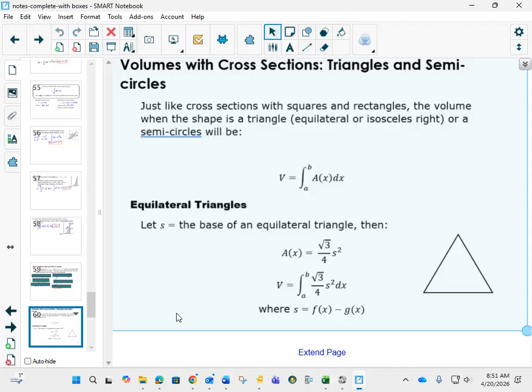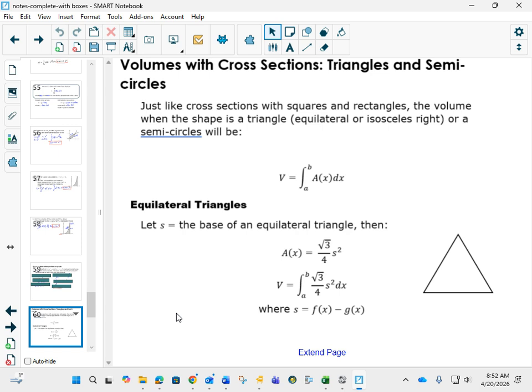So we're basically going to do the same thing that you saw with the squares and the rectangles. The only difference is we'll be taking some different shapes. Sometimes we'll cut it so that everything is a triangle, either an equilateral triangle or an isosceles triangle that's also a right triangle, or sometimes we'll do semicircles. The idea is exactly the same.